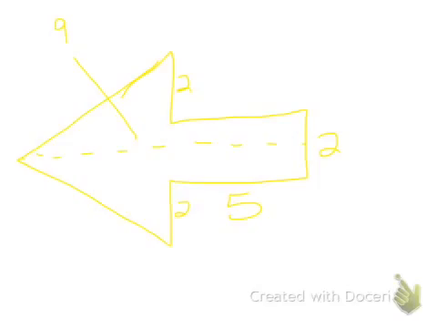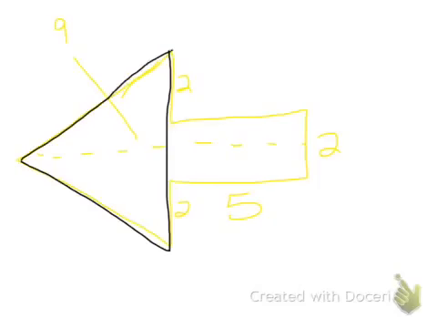So the first thing we need to do is split it into two different shapes. Now, the two different shapes, that's pretty easy to figure out, right? We're going to use this whole big triangle. That's going to be one of our shapes. And then we're going to use this rectangle.